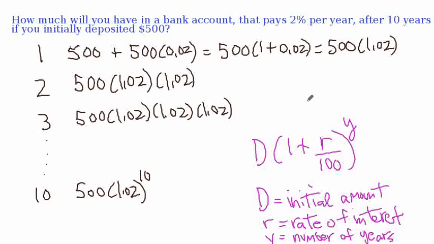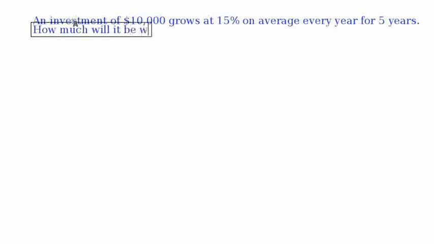Okay? So write down this formula that I just gave you, and then see if you can apply it to this next question. An investment of $10,000 grows at 15% on average every year for 5 years. How much will it be worth after those 5 years? All right, so pause the video and try to set up the formula to calculate that.